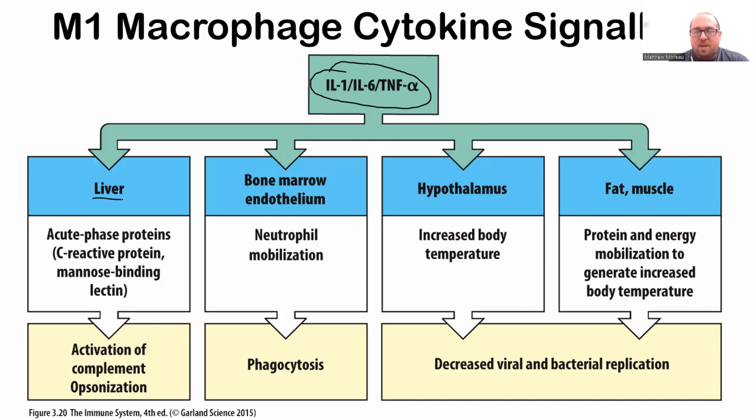They move and secrete these into the bloodstream so that they can get to the liver, which increases the expression of acute phase proteins, mannose-binding lectin for complement. So C-reactive protein, these are pentraxins, these are mannose-binding lectin for complement, and in the liver they also increase the expression of actual complement and defense proteins.